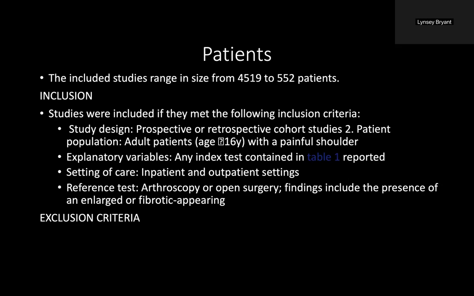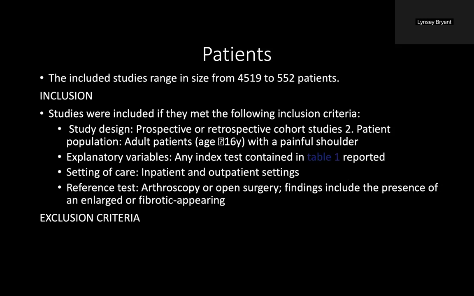Studies were included if they met the following criteria. Their study design had to be a prospective or retrospective cohort study, and their patient population had to be adult patients at or over the age of 16 with painful shoulder. They had to have any index tests contained in Table 1 reported in the meta-analysis, and the setting of care could be inpatient or outpatient, so it didn't discriminate against that.